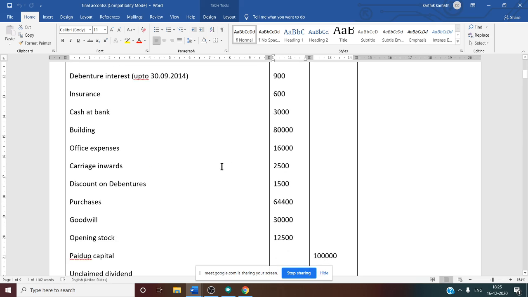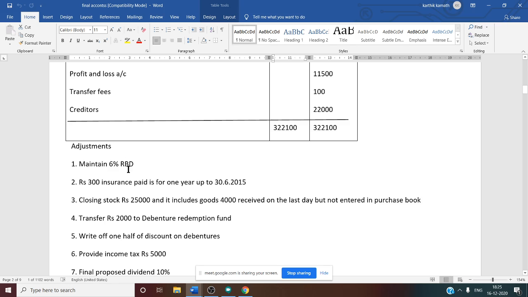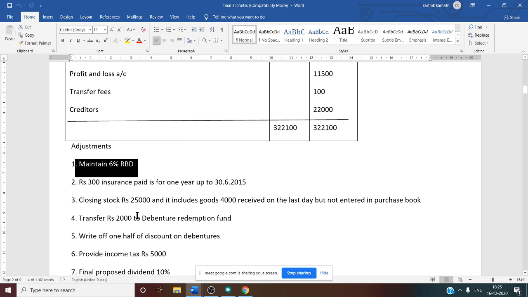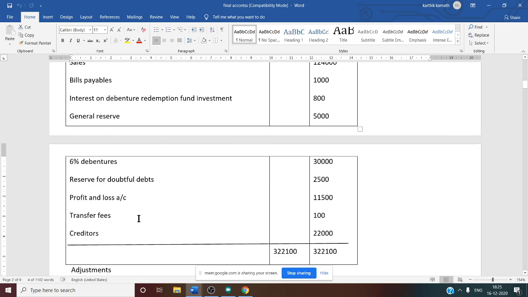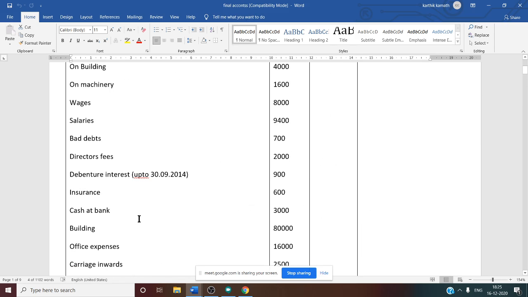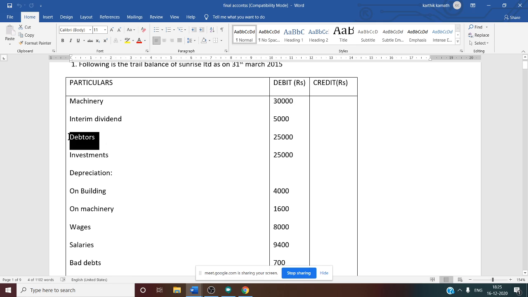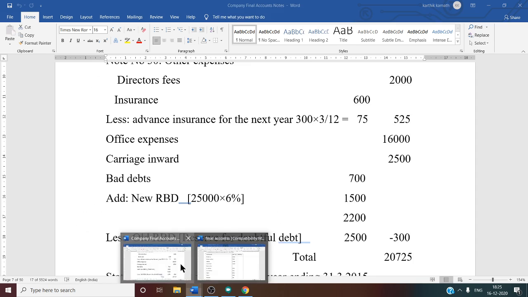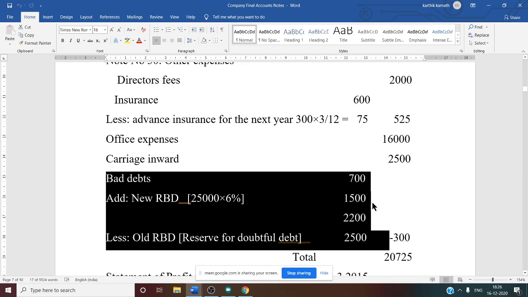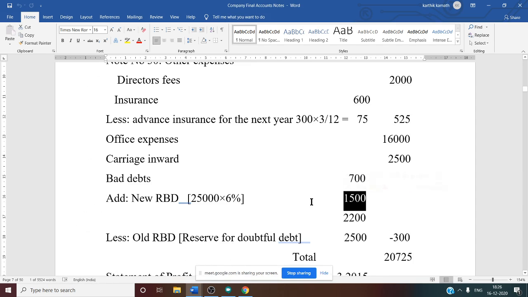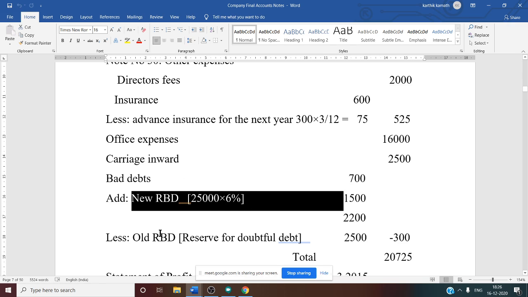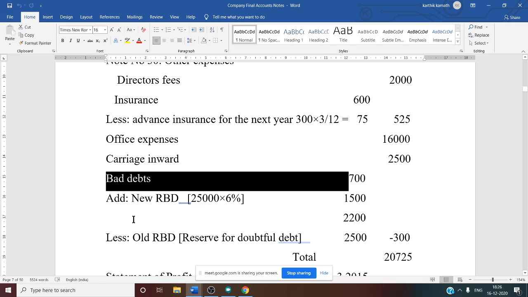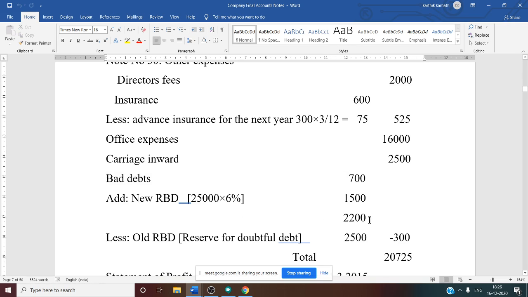After that you have to add new RBD. New RBD is to be maintained at 6% RBD, given in the adjustment. So now you have to see the debtor information. Debtor is 25,000. So 25,000 into 6% you have to take. If you do that, you will get 1,500. 1500 you will get, that is new RBD, that is added to the bad debts. Bad debts plus new RBD, you will get one answer. 700 plus 1500, you will get 2200.